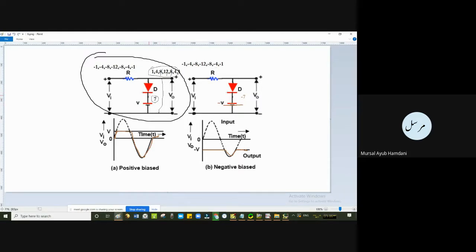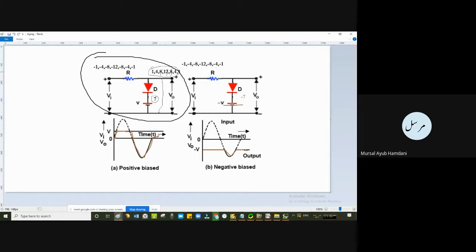So this negative terminal of the diode always sits at 7, you see, a short circuit between the two. For the positive half cycle we take these instantaneous values 1, 4, 8, 12, 8, 4, 1. Now what will be the values when the diode will be reverse biased? Because you know the output will follow the input in the shunt case only when the diode is off, and the diode is off in the reverse bias condition.